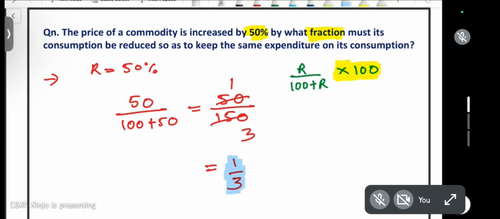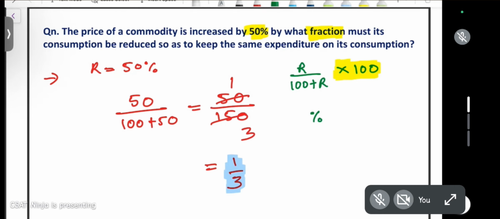What if it was asked in terms of percentage? Then you just multiply it by 100. So I'll multiply 1 by 3 into 100, which is 100 divided by 3, and you will get 33.33 something percent as your answer, if percentage is asked. But in this question, we are asked to find only the fraction, and that's the reason I'm leaving the answer as a fraction.